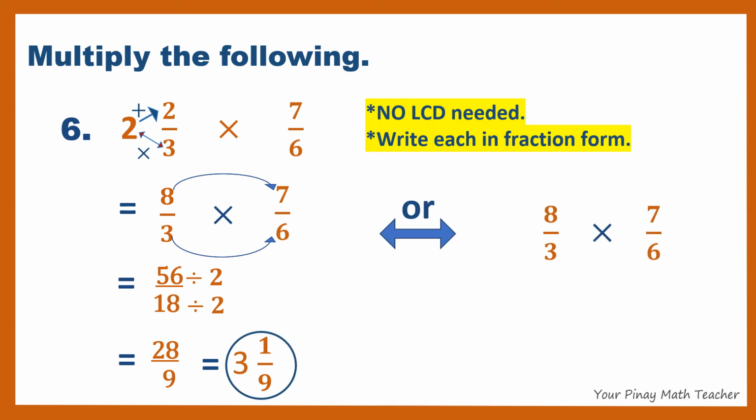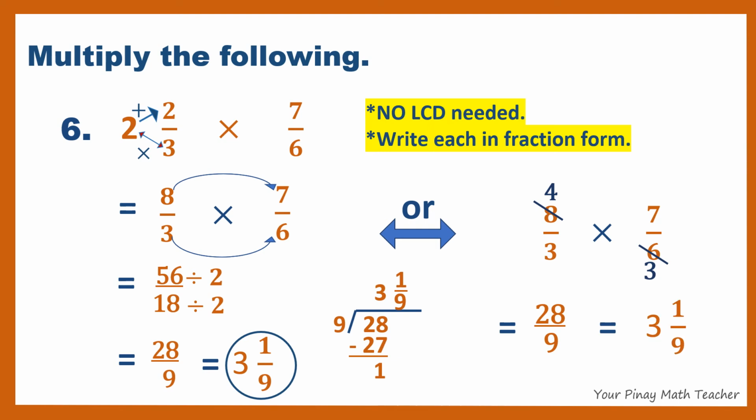The other method is, we reduce first 8/3 and 7/6. 8 and 6 can be reduced by 2. So we get 4 and 3. And then multiplying 4 and 7, we get 28 over 9, which gives us the same as 3 and 1/9.